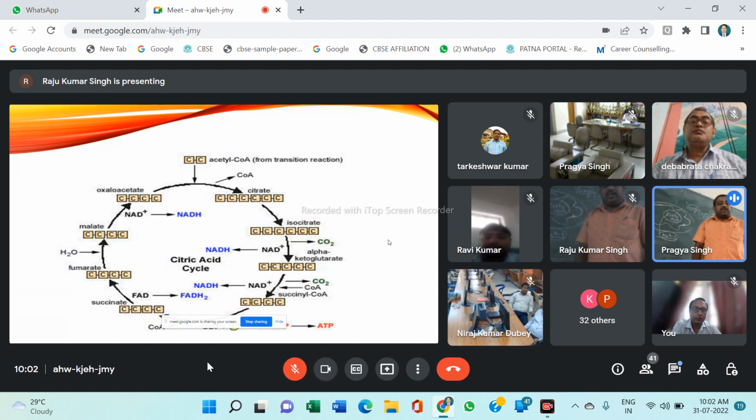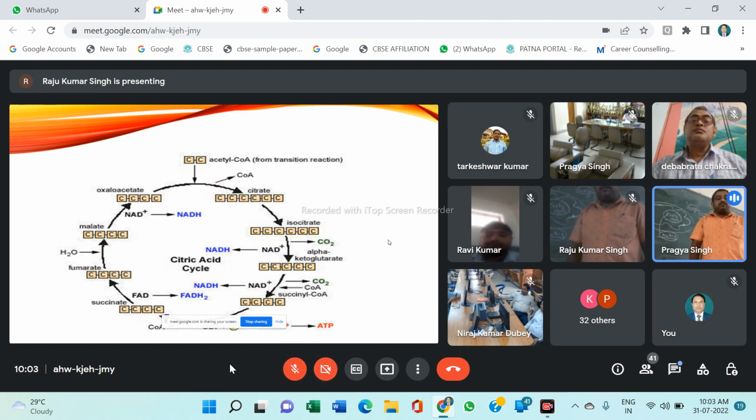Again, this succinyl CoA changes into succinic acid. Now, succinyl CoA is how many carbon compound? It is a 4-carbon compound. From here, till the last step, that is oxaloacetic acid, there is no decarboxylation. So there will be no reduction in the carbon number here, no reduction of carbon.